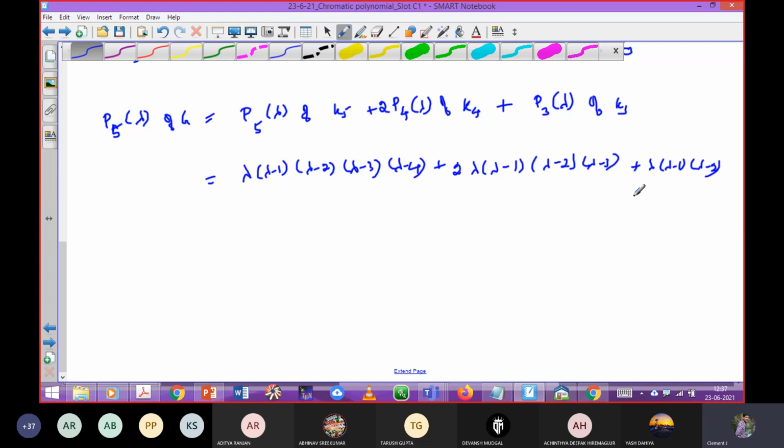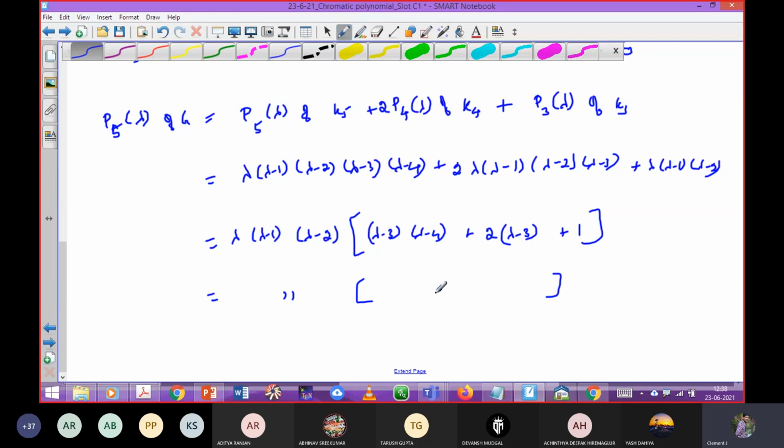So you can take a common factor lambda into lambda minus 1 into lambda minus 2. The remaining things you can simplify: lambda minus 3 into lambda minus 4 into 2 times lambda minus 3 plus 1. You can apply the simplification on this step and write the answer. That's it. One line answer. So this is the chromatic polynomial.